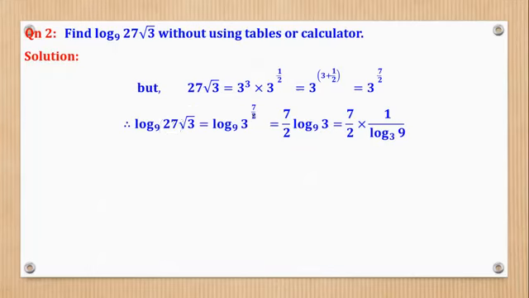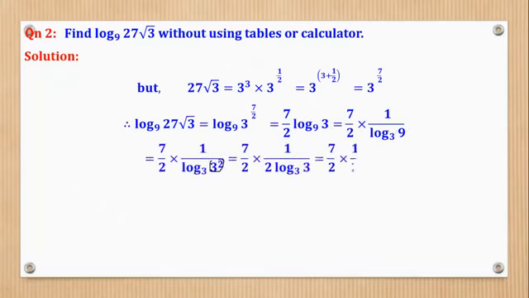Then from rule number 3, this power can go down to come up with this. Okay. Then from the change of base rule, I can interchange these two by getting the reciprocal. Then I know that 9 is the same as 3 to power 2. Then bring these 2 down to come up with this.